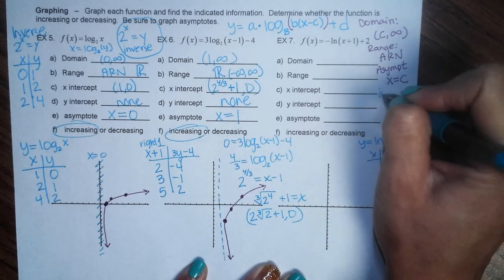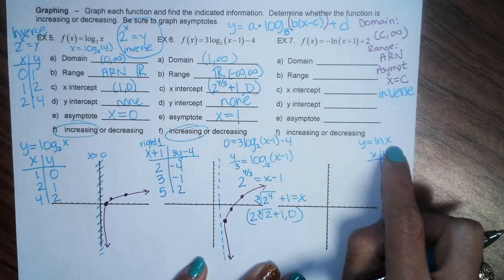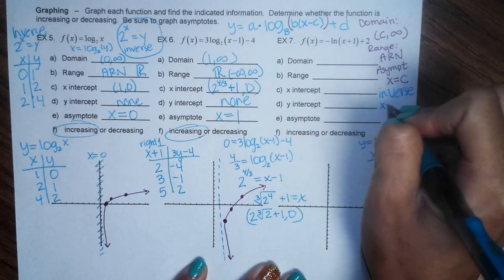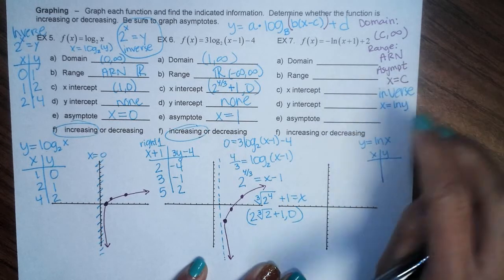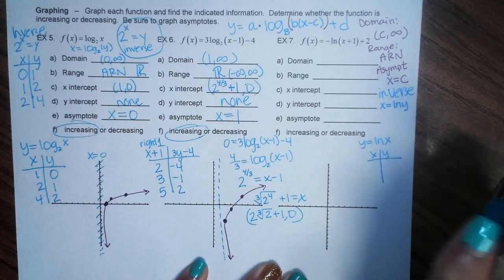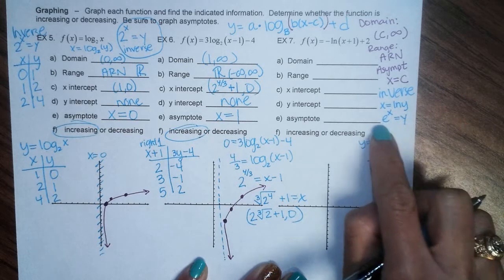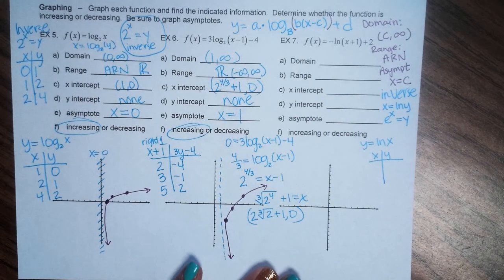So first of all, inverse. The inverse of y equals natural log of x is going to be x equals natural log of y, because I'm switching the x and the y. So the base here would be e to the x power equals y. Okay, so that's the inverse. The inverse is y equals e to the x.